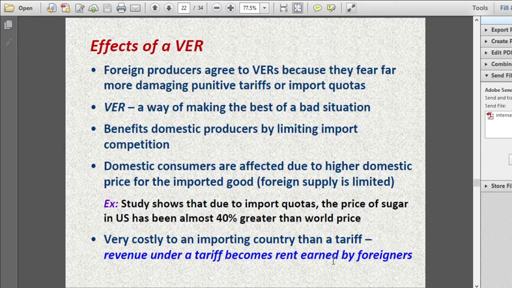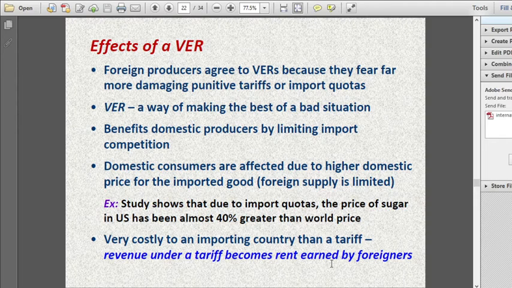The effect of VER. Foreign producer agree to VER because they fear far more damaging quantitative tariff of import quotas. VER is a way of making best of a bad situation wherein benefit domestic producers by limiting import competition. Domestic consumers are affected due to high domestic price for import goods and foreign supply is limited.